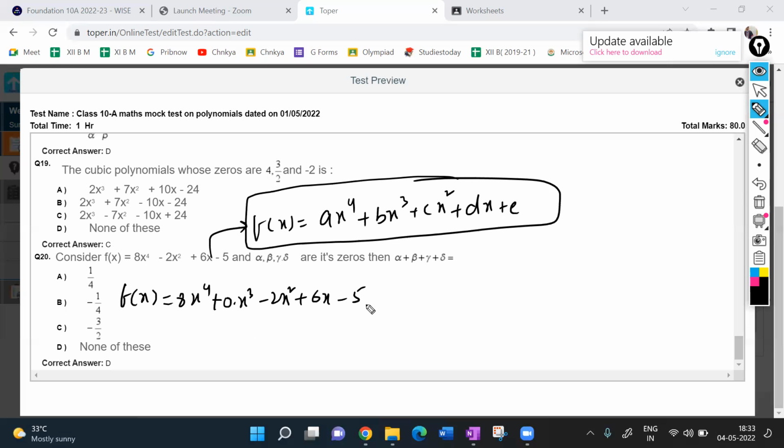So he is asking the sum of the roots. Sum of the roots is what, beta? Minus b by a. So minus 0 by a. So how much? Option 0. So 0 should be the answer. None of the options. None of this is the answer. Correct?